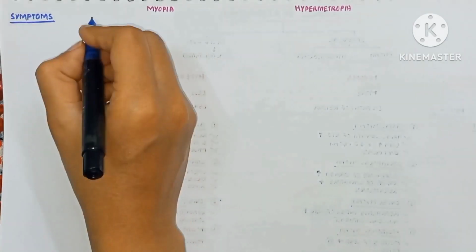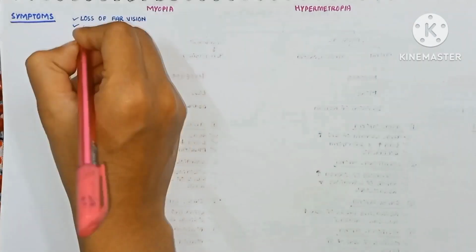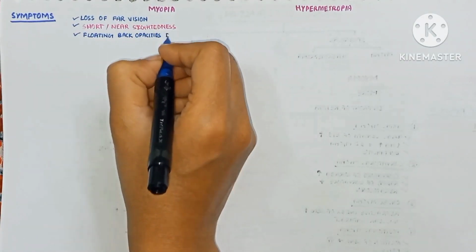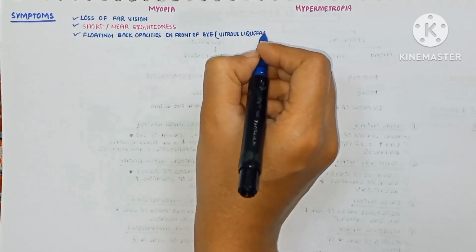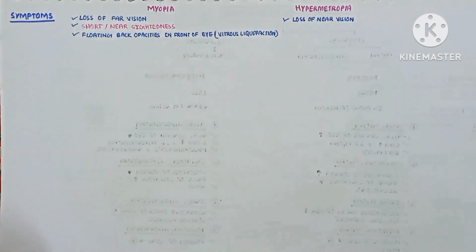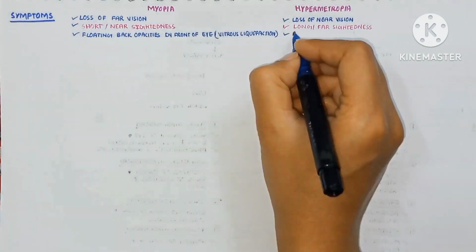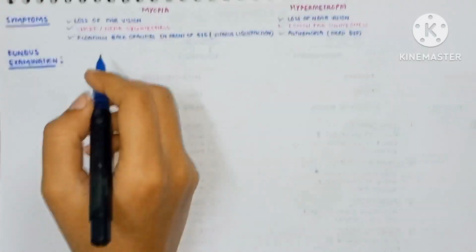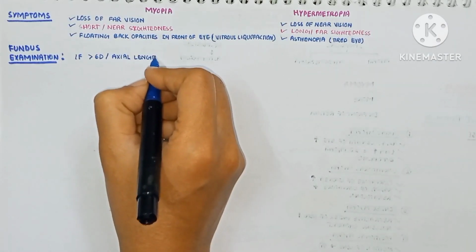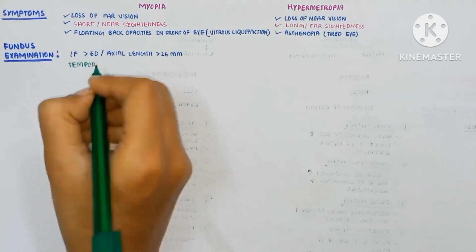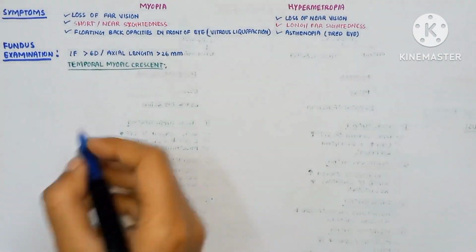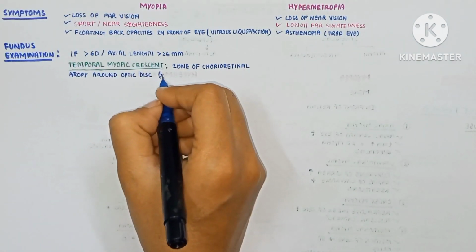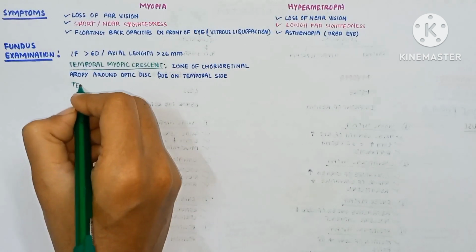Now the symptoms. In myopia, loss of far vision, short-sightedness, and a floating opacity in front of the eye is found, that is known as vitreous liquefaction. In hypermetropia, loss of near vision, long-sightedness or farsightedness, found with asthenopia. The fundus examination: if the power is more than 6 diopters or the axial length is more than 26 millimeters, the temporal myopic crescent is found, a zone of chorioretinal atrophy around the optic disc on the temporal side.